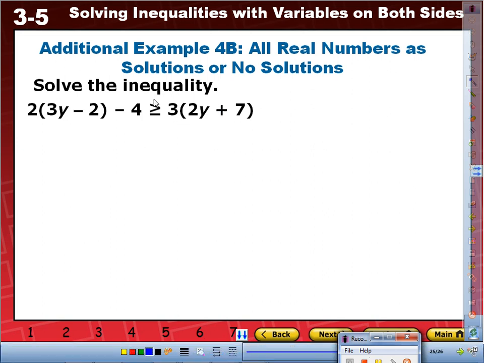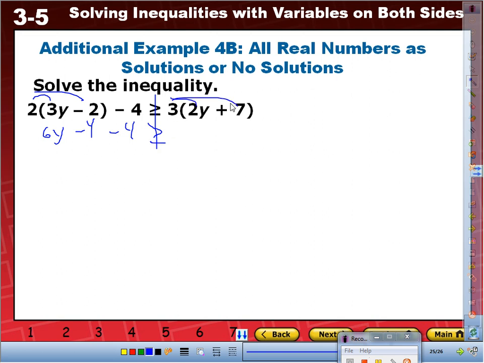Line down the inequality symbol. Distribute. This becomes 6y minus 4 greater than or equal to 6y plus 21. Therefore, combine like terms on this side. Is that correct? So this becomes negative 8. Bring down the 6y greater than or equal to 6y plus 21.